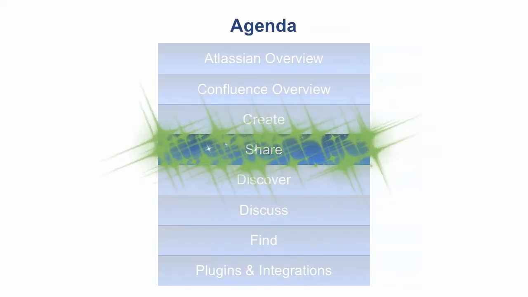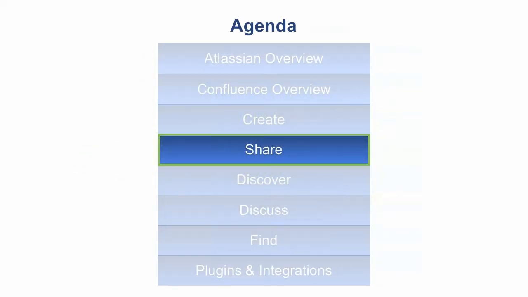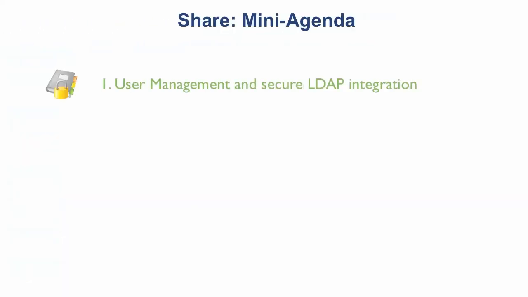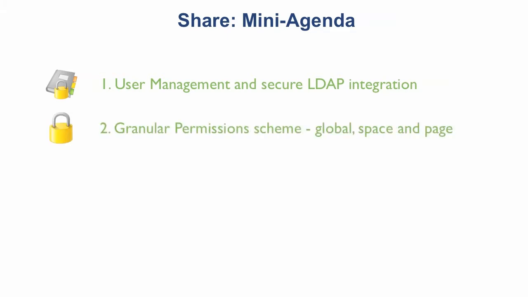In this section, I'll show you how to share content with your team and organization to enhance collaboration, avoid content duplication, and reduce the number of emails you send to your teammates. First, we'll discuss Confluence's deep LDAP integration and intuitive user management scheme. Then we'll cover Confluence's granular permission scheme that covers the global, space, and page levels so that you can share what you want with exactly who you want.